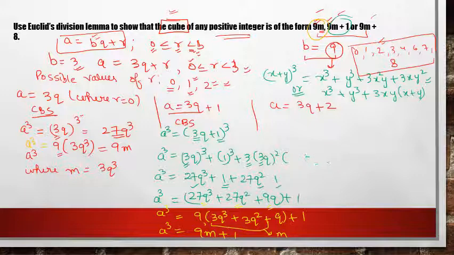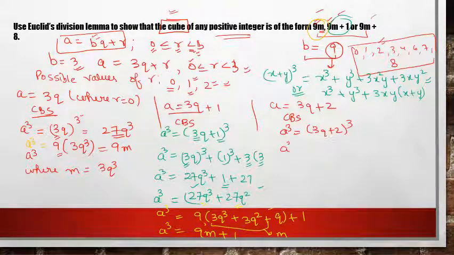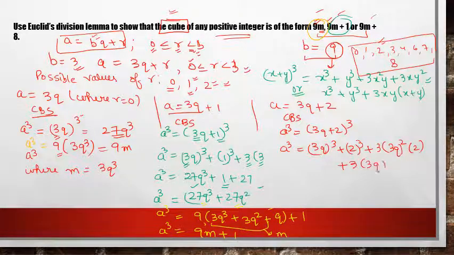A is equals to what? 3q plus 2, right? So again, cubing both sides, a cube will be 3q plus 2 whole cube, and that will become a cube plus b cube plus 3a square b plus 3ab square, right? So now 3 3s are 9, 3s are 27, q cube, 2 cube is 8, don't make it 6, it is 2 times 2 times 2, which is 8.